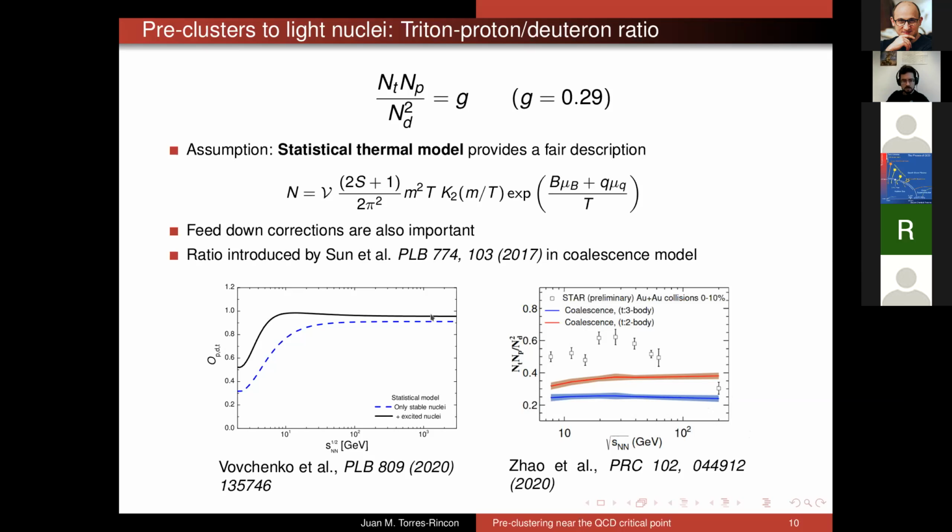Now, the constant value that you get is very different in the statistical thermal model and in the coalescence model, which is closer to this 0.29. So this is something to be discussed, and in fact, I prepared a slide to discuss this difference here. But let me not discuss it right now and keep it for the discussion session.